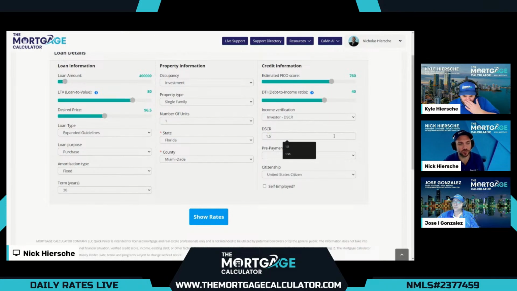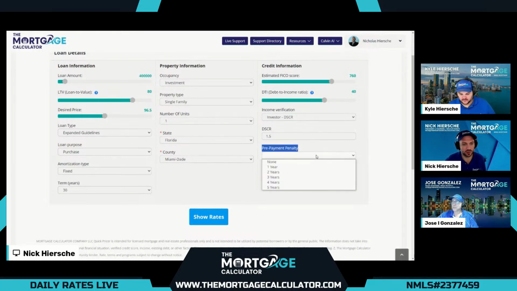But for the demo, we always put 1.5 so we can see all the best programs pop up. And finally, a prepayment penalty must be selected on a non-QM investment property. 3 years is standard. That's what we use.